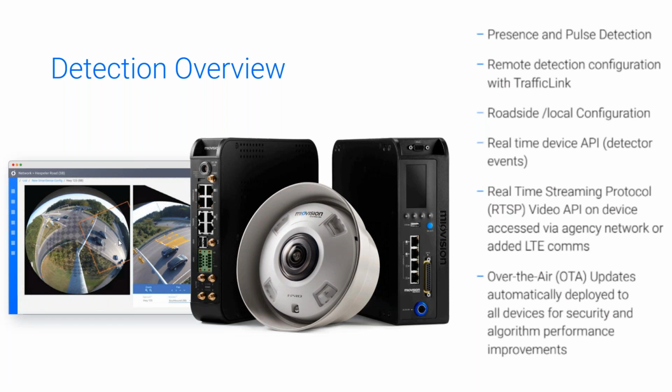So with that in mind, these are basic functionality for presence and pulse detection. You can set it up for the zones, you can draw the zones, you can configure it. When it is connected, you do have the ability to use the Traffic Link platform for configuration as well. It gives you a few more features when it's connected, but you have to provide the communication mechanism for the Traffic Link cloud to actually use some of those enhanced features. But actually using the detection only features are local in the roadside local configuration tool.